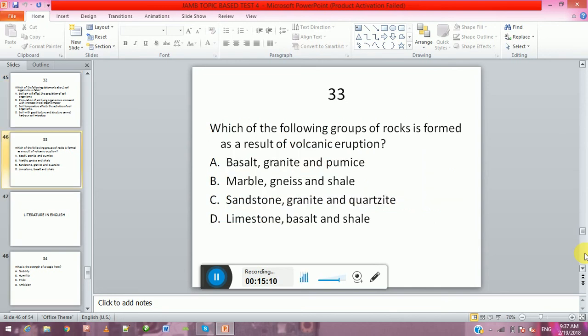Which of the following groups of rocks is formed as a result of volcanic eruption? A. Basalt, granite, and pumice. B. Marble, gneiss, and shell. C. Sandstone, granite, and quartzite. D. Limestone, basalt, and shell.